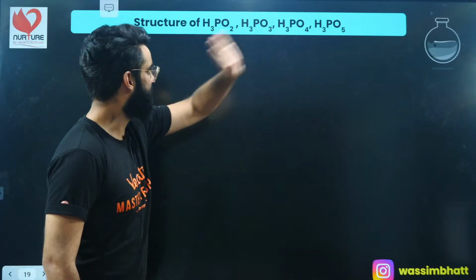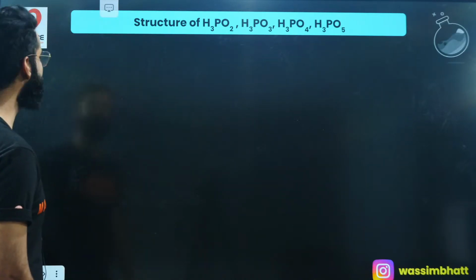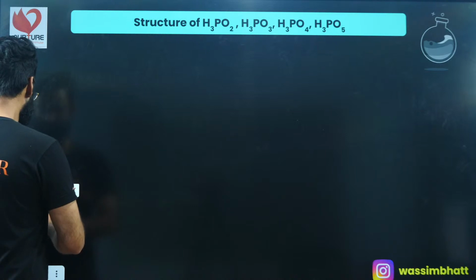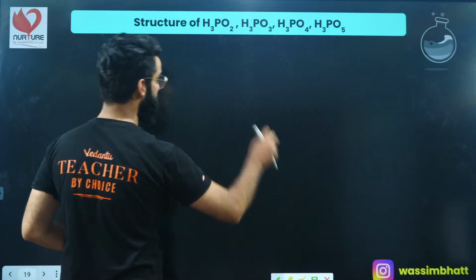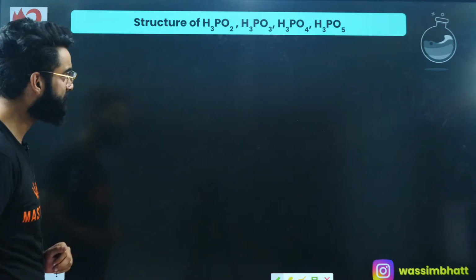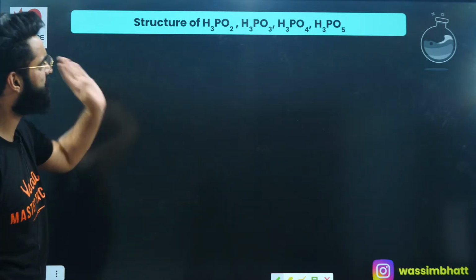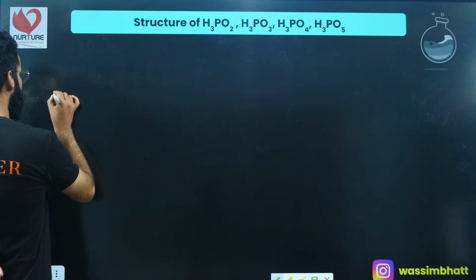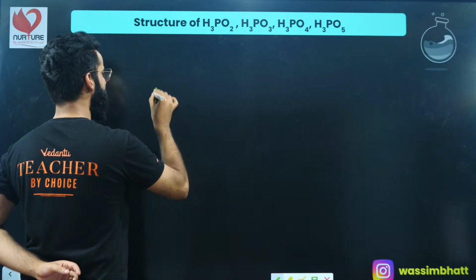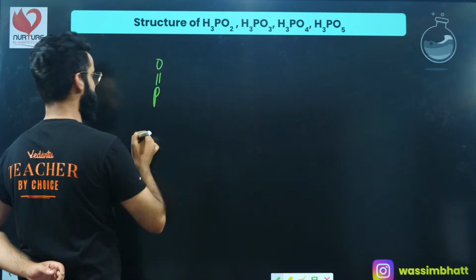Okay. See, let's talk about the structures of these acids of phosphorus, right? I'll be making the structures of the acids of phosphorus starting from H3PO2, H3PO3, H3PO4 and H3PO5, right? In order to make any of the structures among all, the first thing I'll be doing is putting a double bond between phosphorus and oxygen. Everywhere I'll be putting a double bond between phosphorus and oxygen, right?